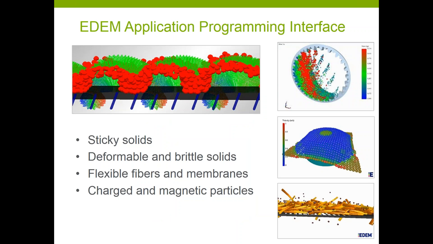The application programming interface is something that we can use to set up and customize existing models with a wide range of physics for different material types. For instance, particle cohesion in bulk solids due to moisture or other attractive forces, deformation, fracture or breakup of solids, flexible fibers, for example, shown here on the bottom right involving flexible materials. We can also look at importing flow fields from other software and looking at the simulation of charged particles, or potentially import a fluid field to look at the interactions with the fluid.